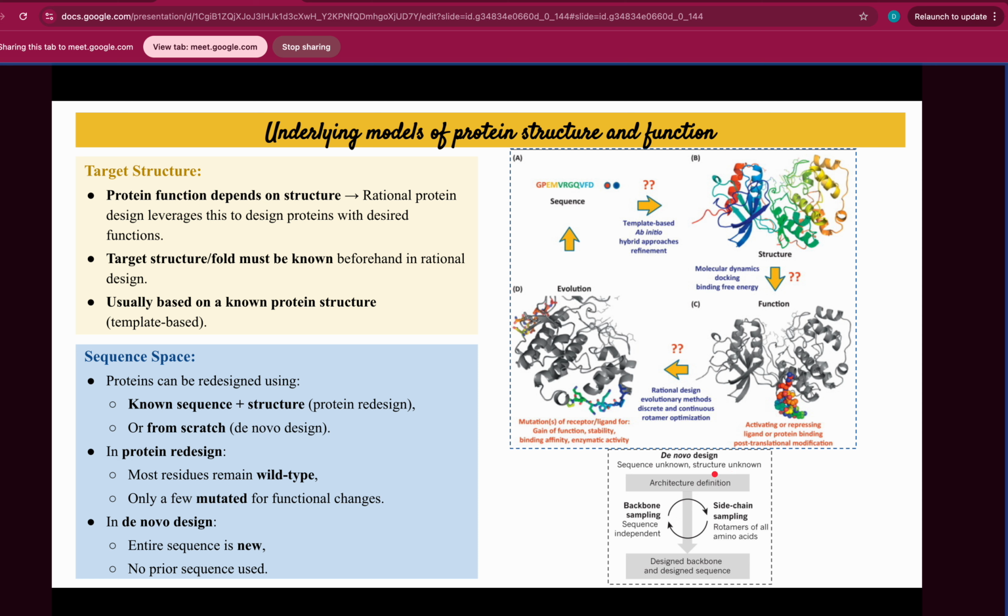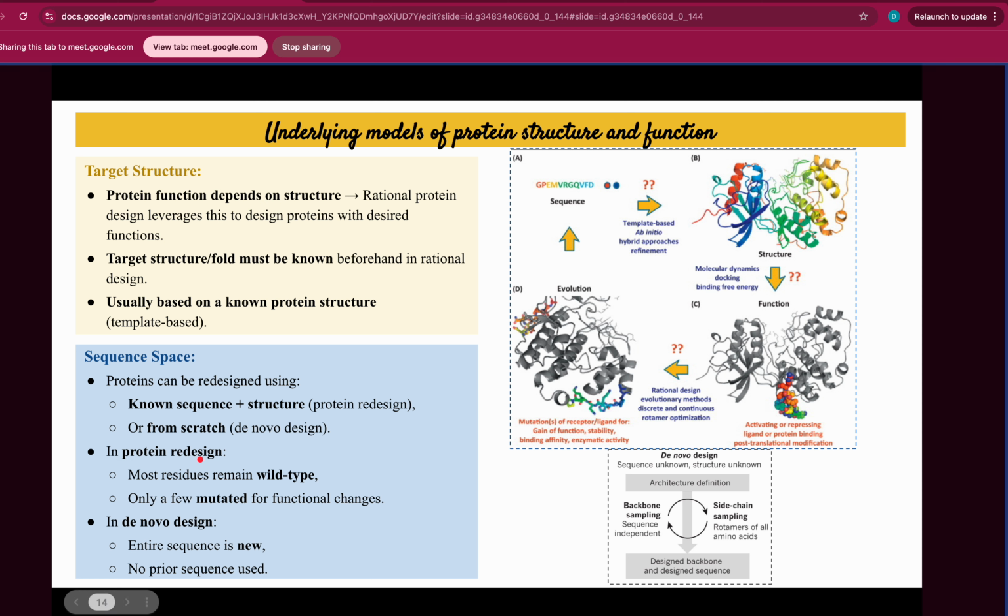When the sequence is unknown, structure is unknown, you combine different secondary structures and you make them into different rotations. You perform different rotations and different changes in that, and you join certain backbone molecules to it. So this will lead to a protein sequence which is a novel protein sequence, or a newer protein sequence. So that type of design of a protein is known as de novo, where you start from scratch.